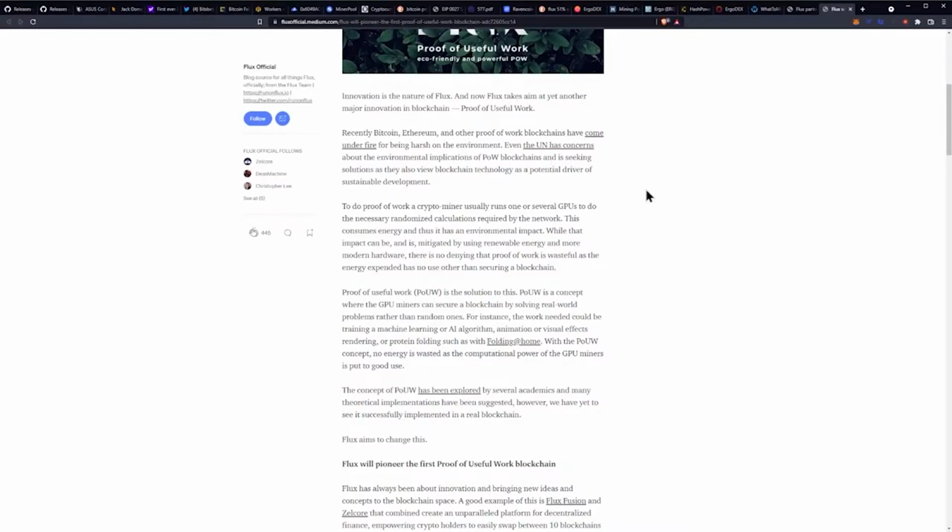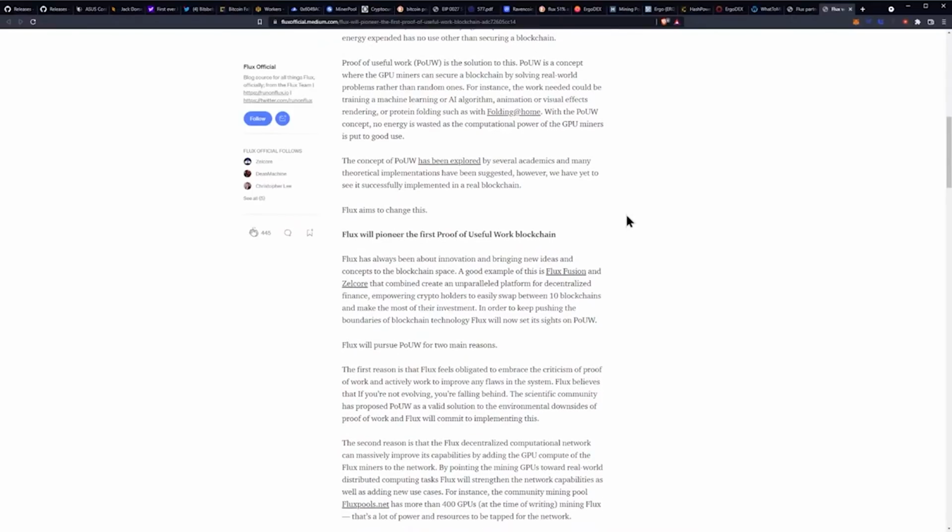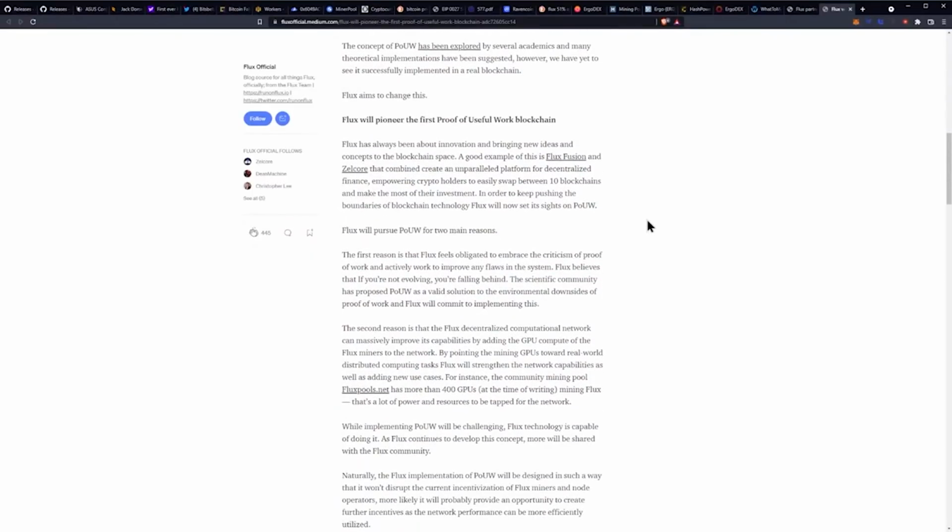POUW, proof of useful work, is a concept where the GPU miners can secure a blockchain by solving real-world problems rather than random ones. For instance, the work needed could be training a machine learning or AI algorithm, animation or visual effects rendering, or protein folding, such as with Folding@home. With the proof of useful work concept, no energy is wasted, as the computational power of the GPU miner is put to good use. The concept of proof of useful work has been explored by several academics, and many theoretical implementations have been suggested. However, we have yet to see it successfully implemented in a real blockchain. Flux aims to change this. Flux will pioneer the first proof of useful work blockchain.